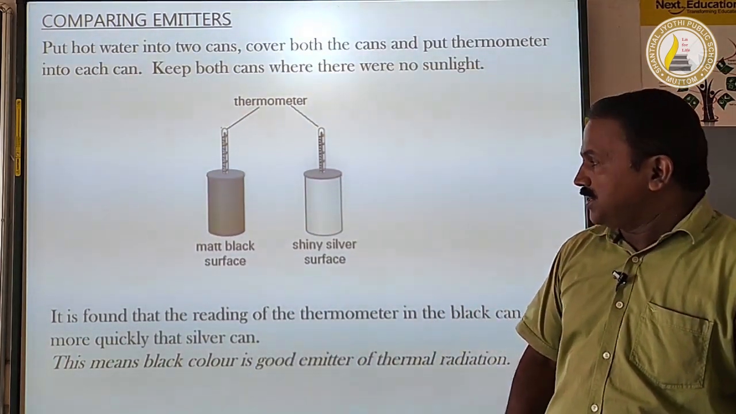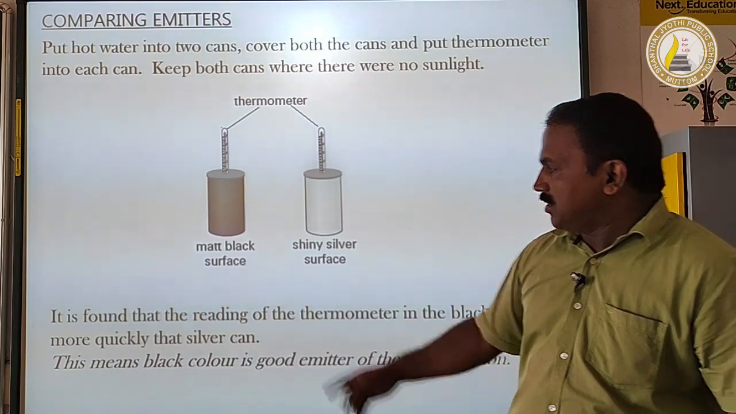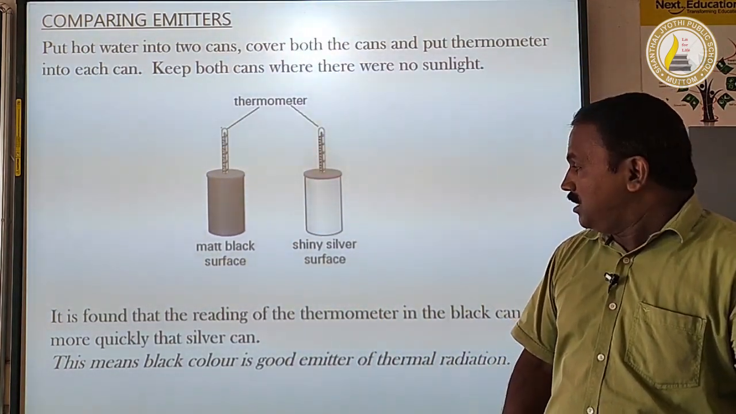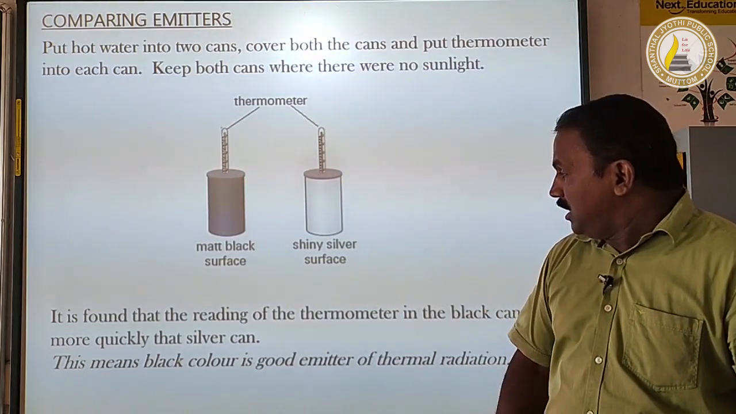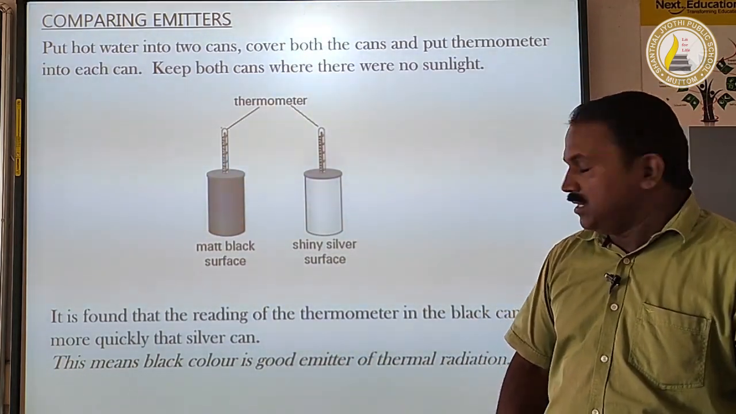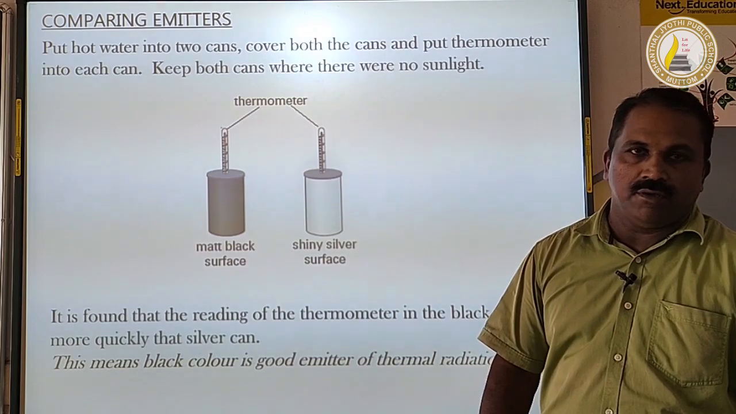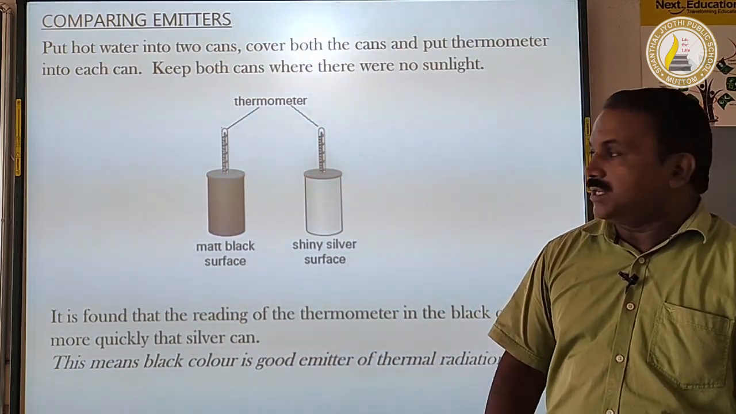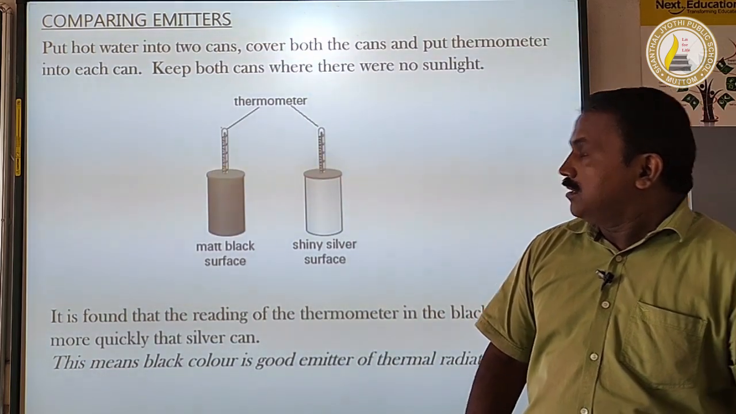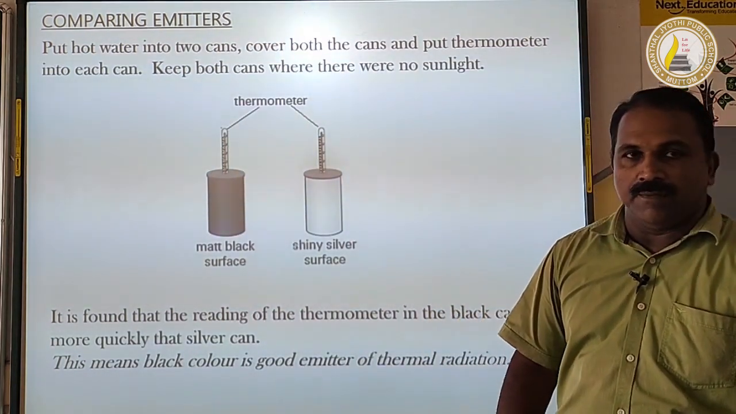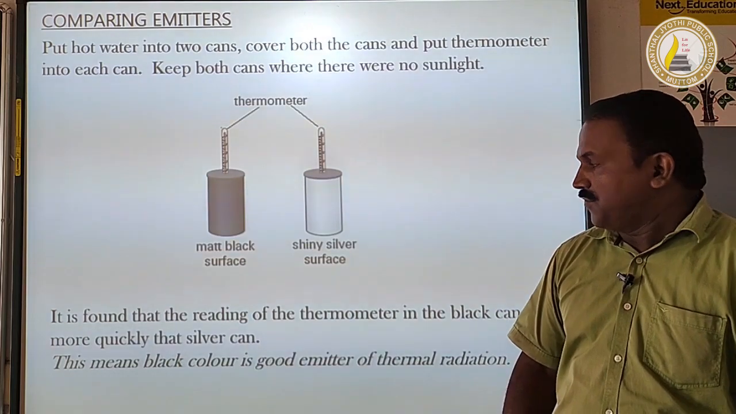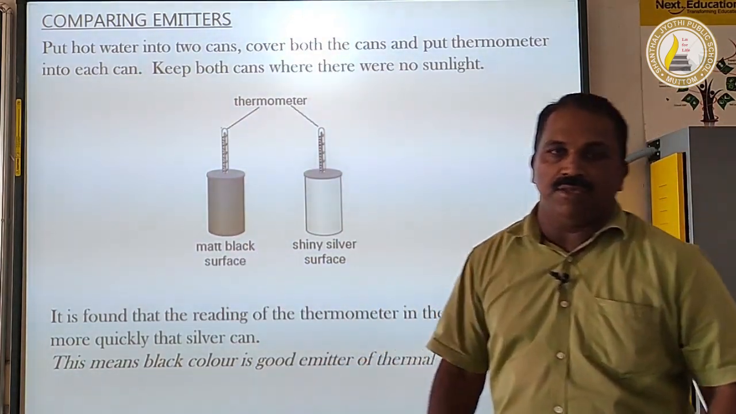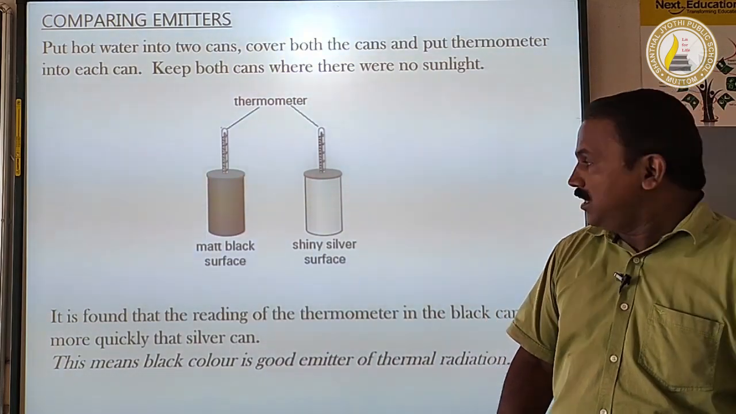At that time we can observe that the temperature of the black can is less and the temperature of the shiny or white surface can is higher. That means more heat is emitted. Emitted means goes out from the black can. That is why the temperature of the black can is less than the temperature of the white can.